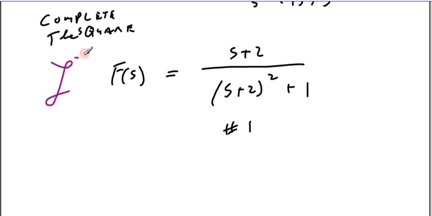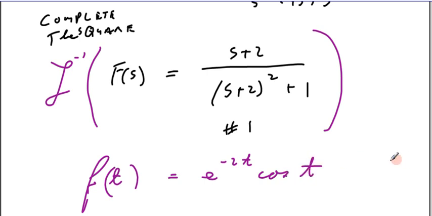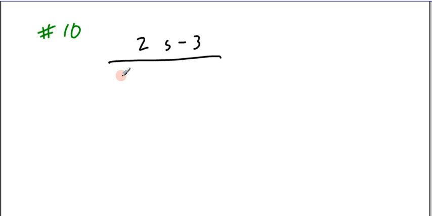We take the inverse Laplace transform and we end up with f of t is equal to e to the minus 2t cosine t, which checks with the back of the book, so that's a good thing. Number 10, we have 2s minus 3 over 9 s squared minus 12s plus 20.